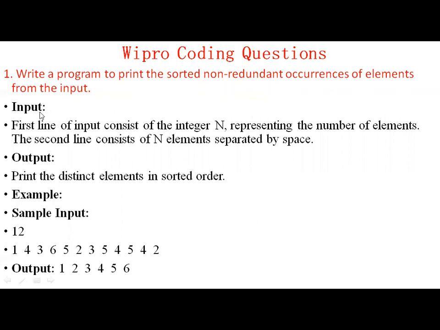So what is the input? In the examination, he gives both input and output, and with some sample input output, he explains the logic. The first line of input consists of an integer n, representing the number of elements. The second line consists of n elements separated by space. This is how your input is present.